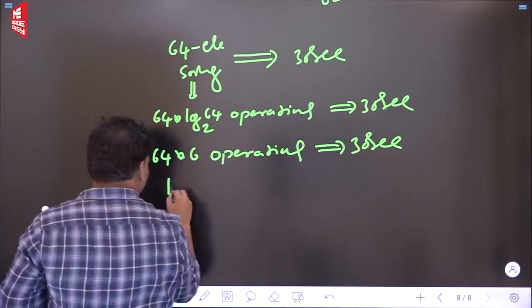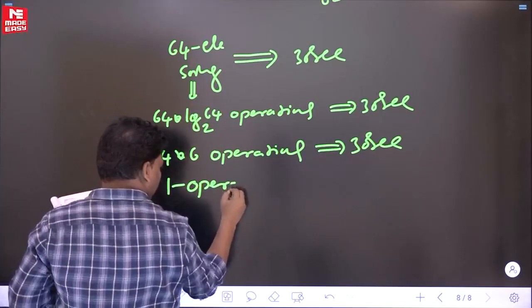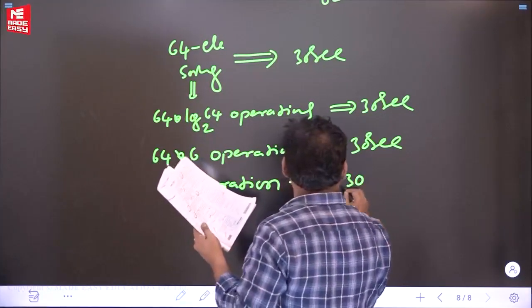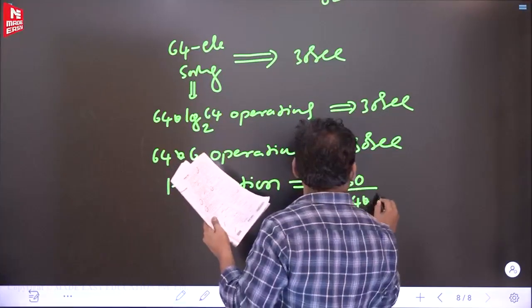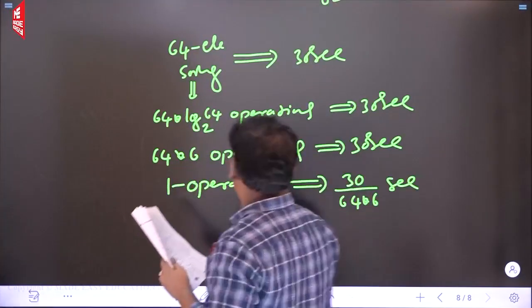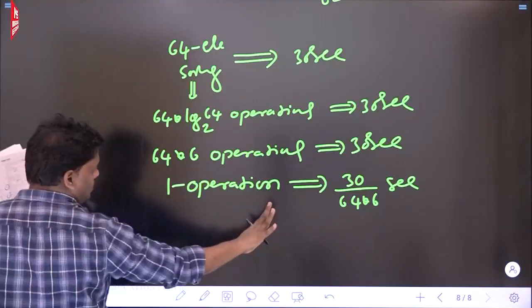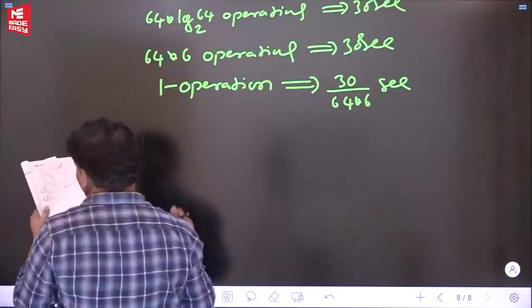Finally, how much time will one operation take? 30 by 64 into 6 seconds. This is the one operation time, right? So, he said something, and based on that I got this. Next one, he is saying something else also, let's check.